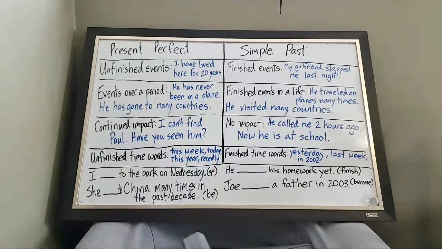All right? And now let's check out the last question. Joe, a father in 2003. And the verb we want is become. So should that be Joe has become or Joe became? What do you think? The right answer is became, because it's a finished time word, in 2003. And that's the truth. My son was born in 2003, so I became a father.